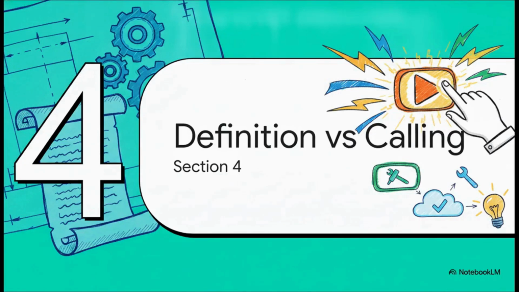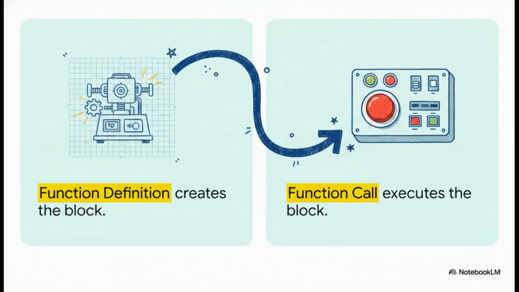Section 4, Definition versus calling. Because simply writing the blueprint of a function does absolutely nothing on its own. Understanding the anatomy is great, but there is a huge difference between building a tool and actually using it. Look at the left side here, the function definition. We declare void function1 and write some code inside it. But if we stop right there, the compiler just ignores it during execution.